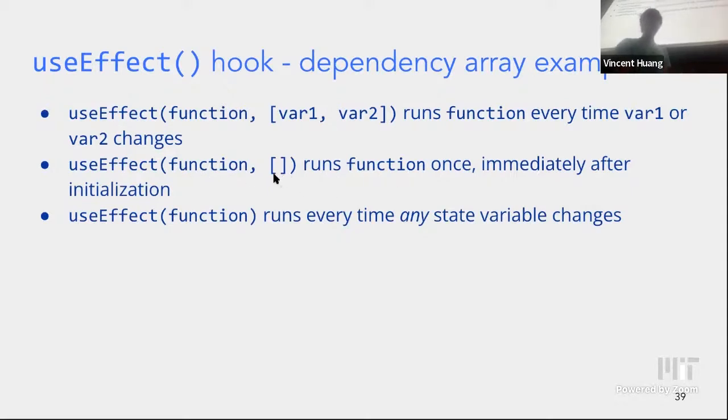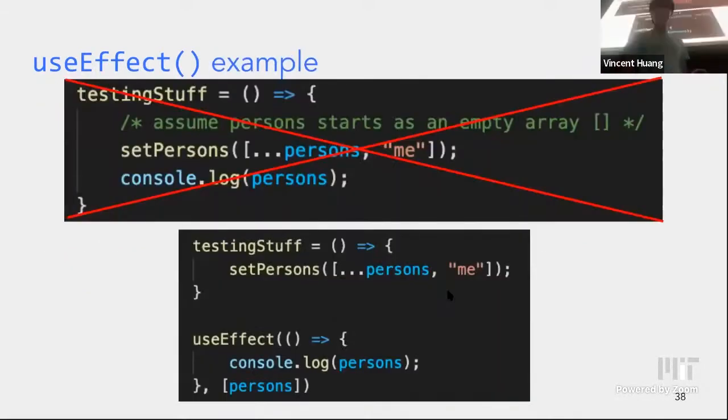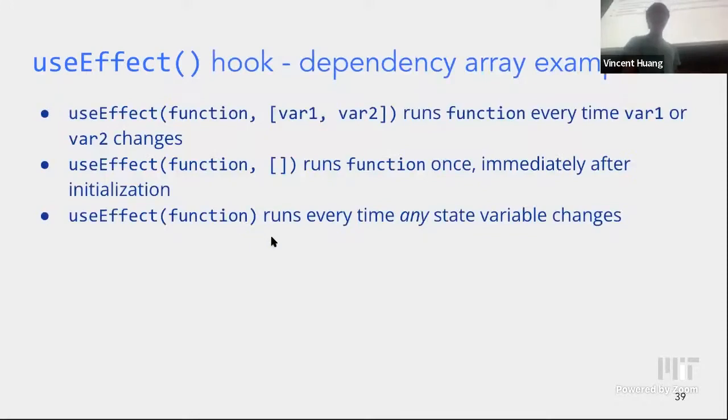And another example is, so earlier I mentioned that this second parameter, if you pass into useEffect, is optional. And if you just don't pass in any dependency array, React will basically assume that anytime any state variable changes, you want to call the function. So if you do this last case, then whenever any state variable changes, we'll call the function.